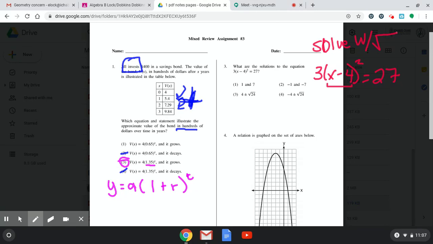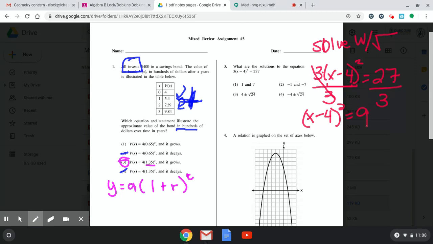So what we're going to do is try to isolate this x minus 4 all squared. So here it says 3 times x minus 4 squared equals 27. We're going to undo the multiplication with dividing by 3 on both sides first. So here we have x minus 4 quantity squared equals 9.